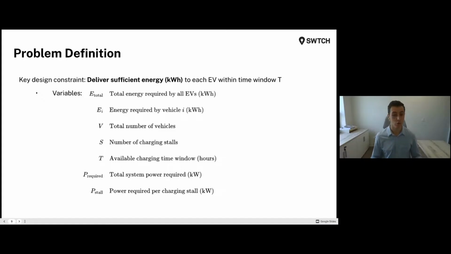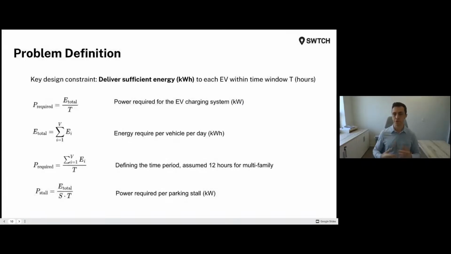Another variable is the total system power requirement, as well as the power requirement per charging stall, which is effectively the charger. And so these are the kind of key variables that we can play with from a system point of view to best meet the design criteria. And as you can imagine, it can get complicated based on preferences of the building, but I've got some examples to go through that.